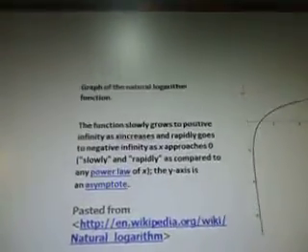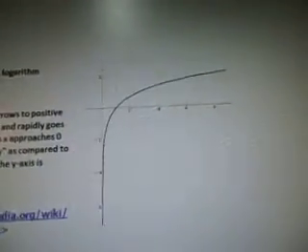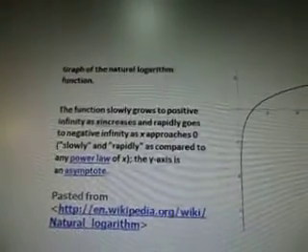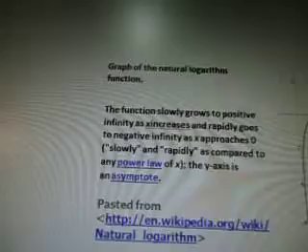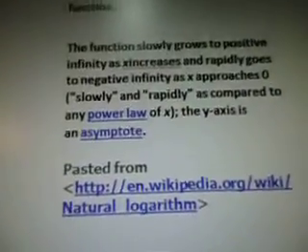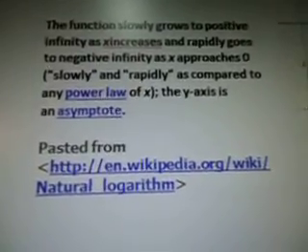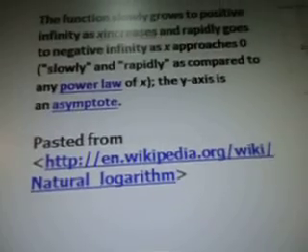And here's a diagram. Graph of the natural logarithm function. That's what it looks like. Starts from the bottom, works up, and then angles to the right. Kind of like a bowling ball. You know how you throw your bowling ball down the center and then the damn thing veers off to the right? Well, there you go. It's kind of the same idea. The function slowly grows to positive infinity as x increases, and it rapidly goes to negative infinity as x approaches 0. Slowly and rapidly as compared to any power law of x. The y-axis is an asymptote. Didn't Google those. I wanted to cut it down, right?